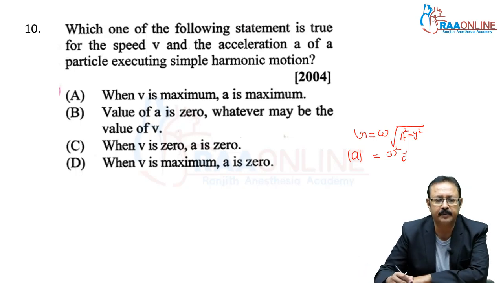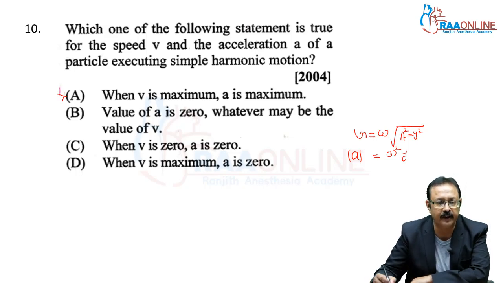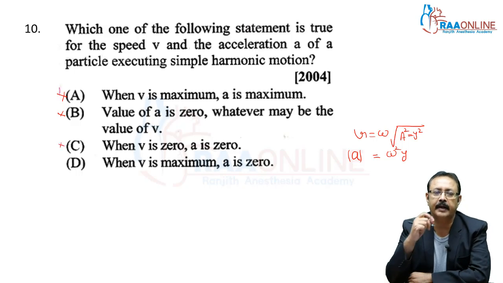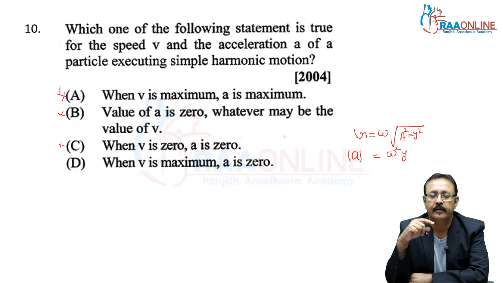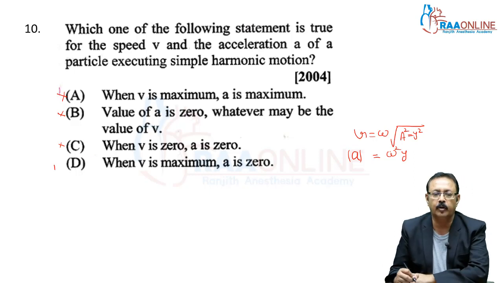So when v is maximum, a is maximum? No. The value of a is 0, whatever may be the value of v? No. V will be 0 according to y, and a is also dependent on y, so y will decide. So we are not going with B. When v is 0, a is 0, again wrong. Both are not maximum or minimum at the same point. When v is maximum, when y is 0, a is 0, it is correct. So we are going with option D.